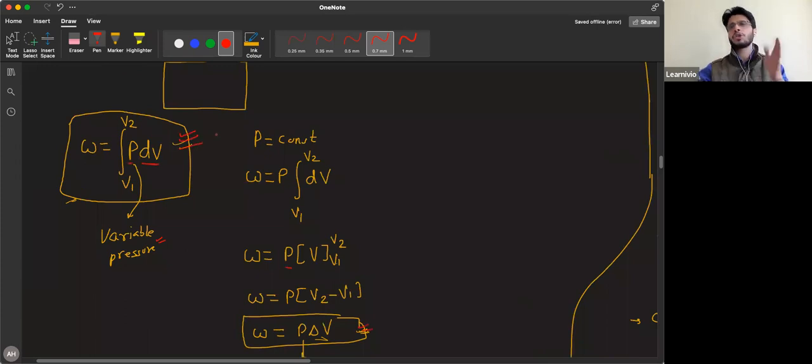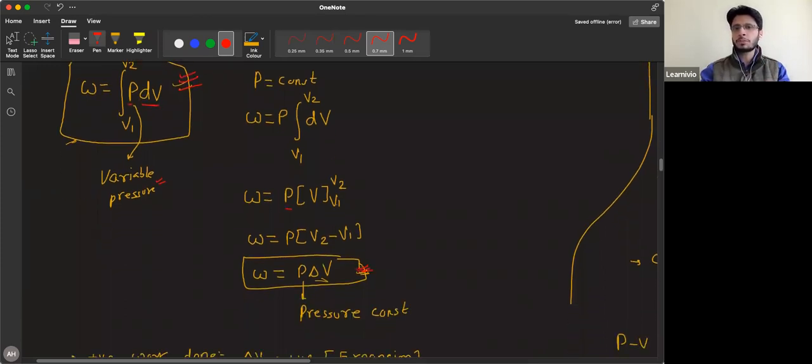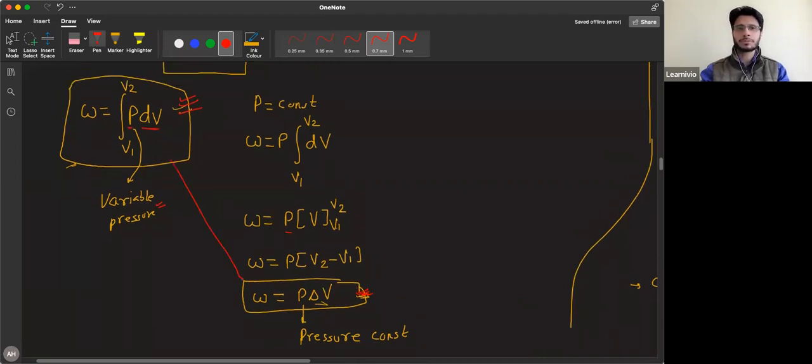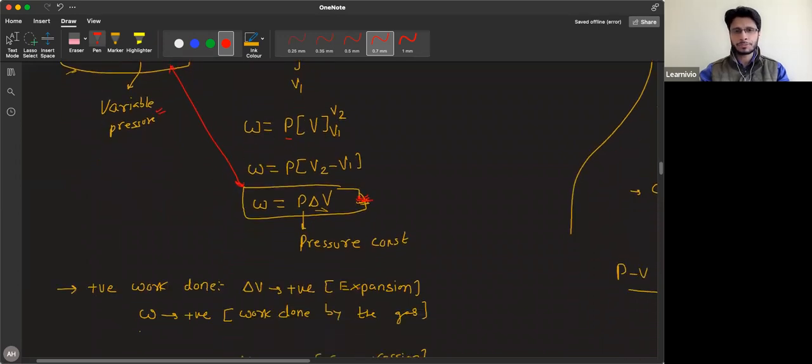If your pressure is variable, then it is the integral of PdV. But if your pressure is constant, it's just pressure multiplied by change in volume. These are the two expressions for work. This is for variable pressure and this is for constant pressure.